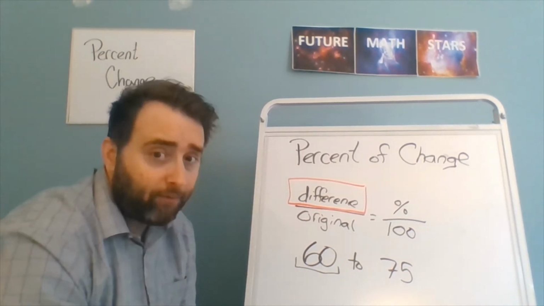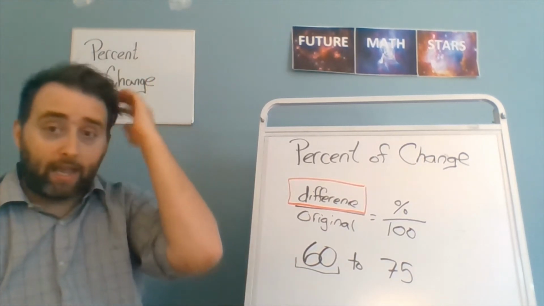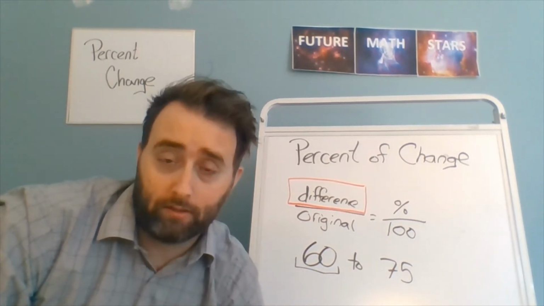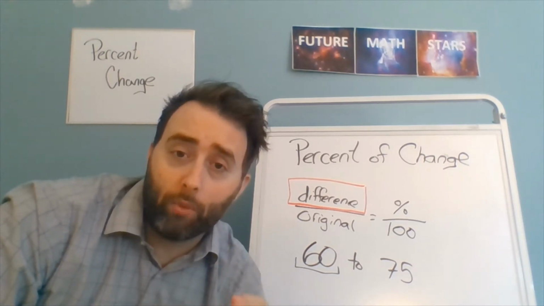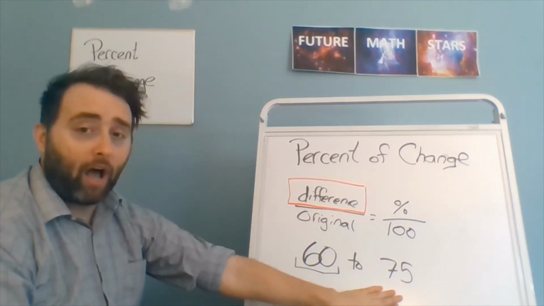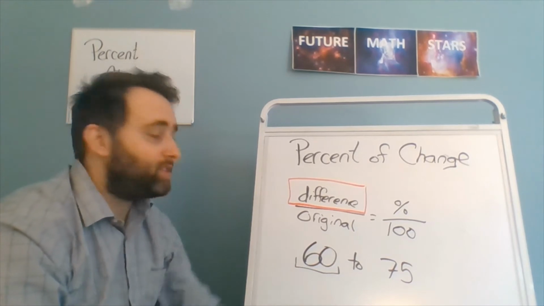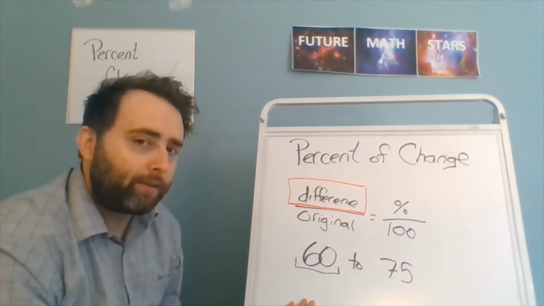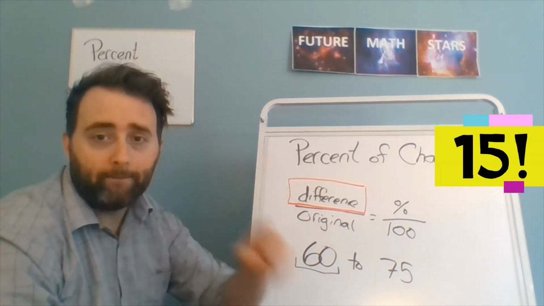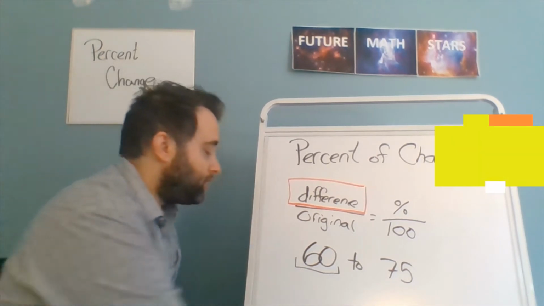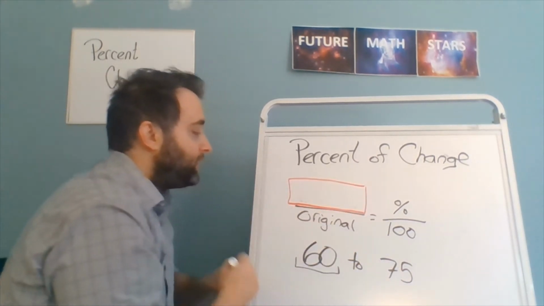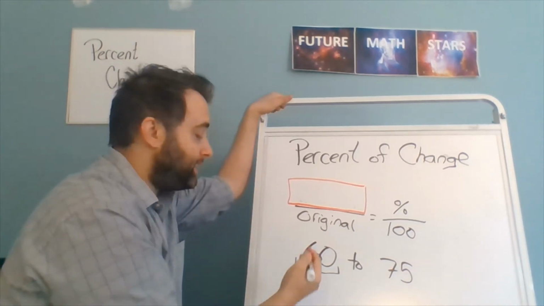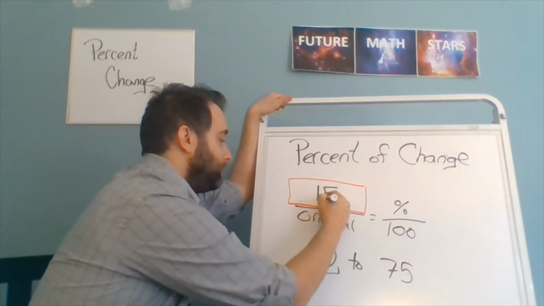Now, difference always indicates subtraction. So, when you subtract, larger number always goes on top. 75 minus 60. What's 75 minus 60? I don't have to do the math on a calculator. I know it in my head, it's 15. Very good. So, the difference between 75 and 60 is 15.